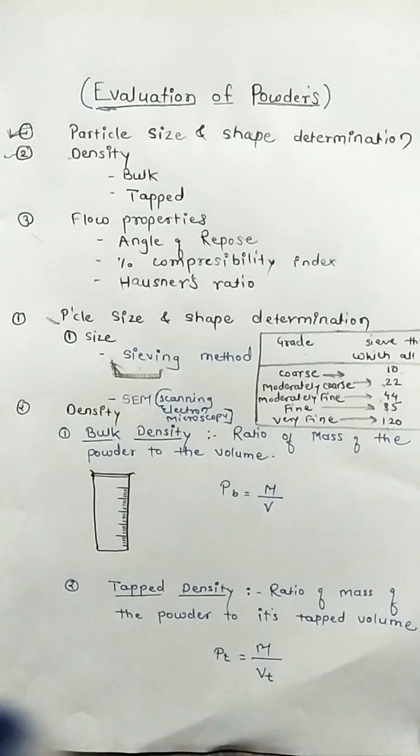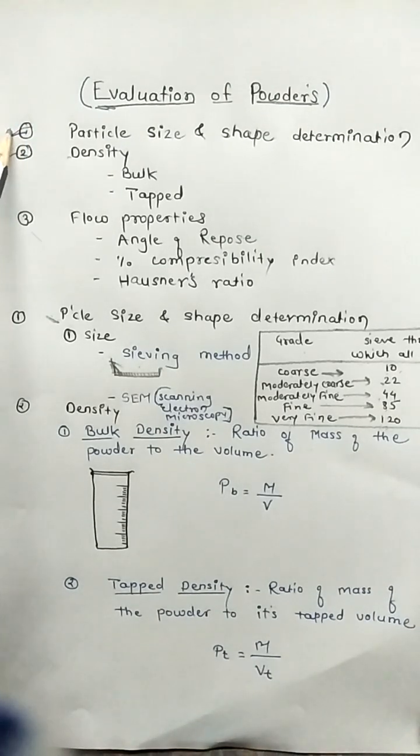By performing different tests we can evaluate a particular dosage form. Every dosage form has a different evaluation test. Now we are going to perform the evaluation of powders. For the evaluation, three types of tests have to be conducted. First is particle size and shape determination, second is density, third is flow properties. We will discuss them one by one. First is particle size and shape.